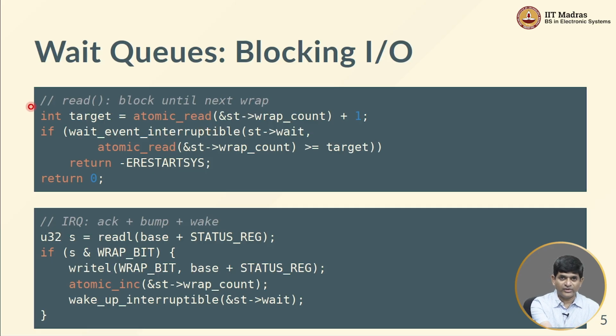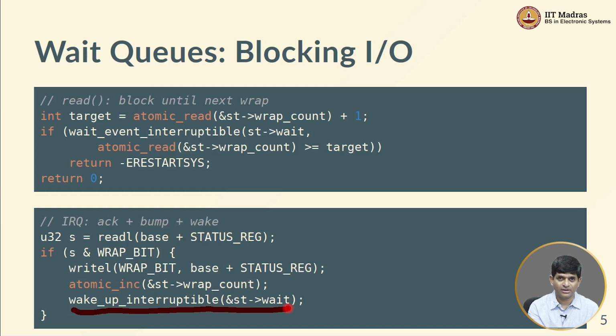So we'll look at the actual code and see how it works in a moment, but essentially we'll have to wait for a particular event to happen. Now how does that event happen in the first place? That happens inside the IRQ. So inside the IRQ, I'll check the status. If the status was actually wrapped, I'll clear it, increment the wrap count, because that's basically what I'm doing here, and then I will call wake_up_interruptible.